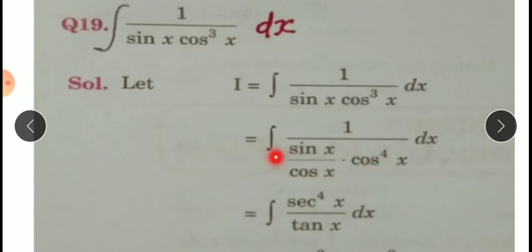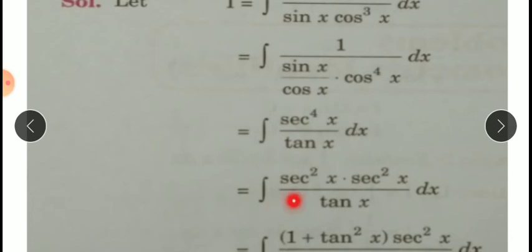That is integration 1 upon sin x upon cos x into cos raised to 4x. You can see that one cos x can be cancelled by the other cos x. Means again our question is the same, that is sin x cos cube x is equal to integration numerator. See, this is cos raised to 4x. This is written in denominator. When it transfers to numerator, it becomes sec raised to 4x upon sin x upon cos x, means tan x.